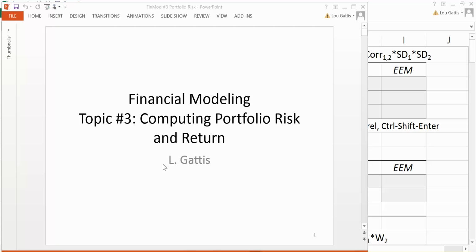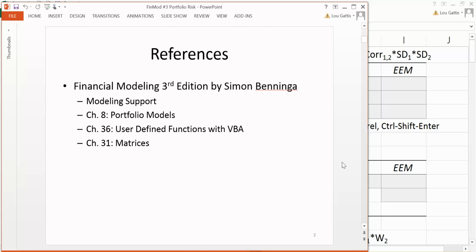Financial Modeling, Topic 3, Computing Portfolio Risk and Return. Some of this information is from Financial Modeling, 3rd edition, by Simon Benninga.